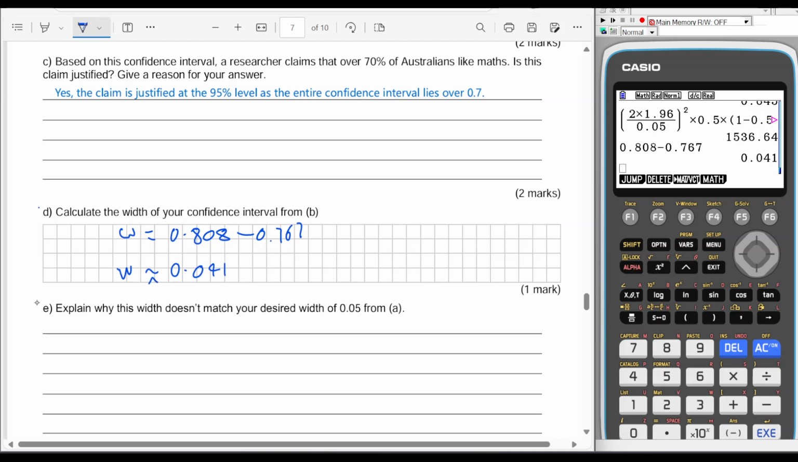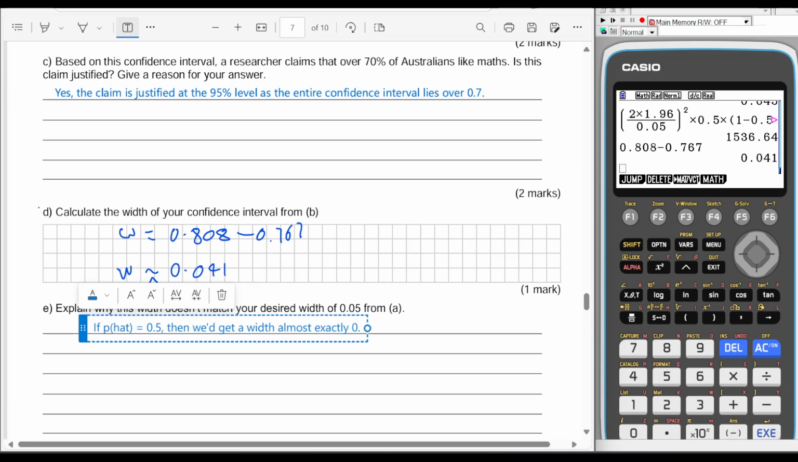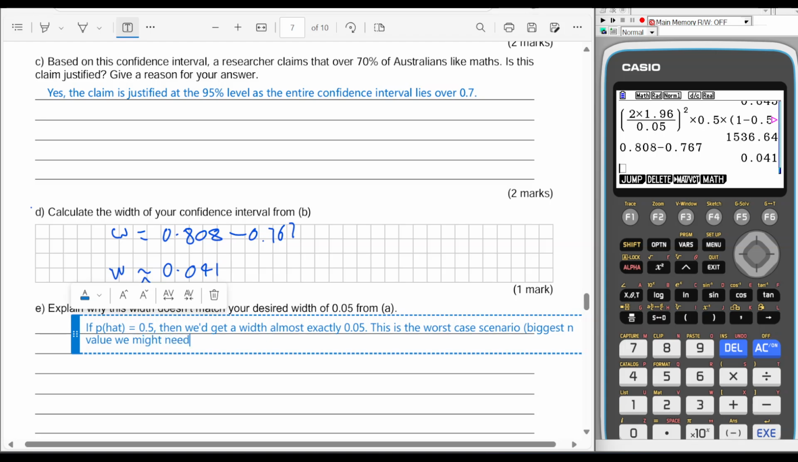Explain why this width doesn't match your desired width of 0.05. So basically, if p hat equals 0.5, then we'd get a width almost exactly 0.05. This is the worst case scenario, and this is the biggest n value we might need. So that's the start of it, the worst case scenario, biggest n value we might need.